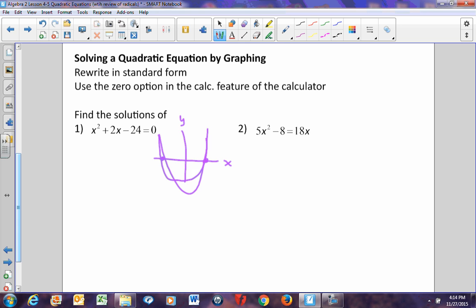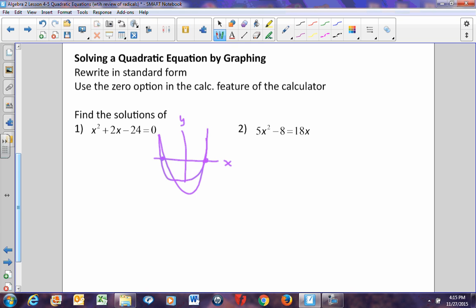I don't want to have to use the table feature on my calculator, so I'm going to actually use the 0 feature on my calculator. I'll walk you through it for each calculator. For the 84, you're going to hit second and trace because you're going to calculate. You'll get to the calculate screen, it'll say value, 0, minimum, maximum. Go to the 0, hit enter. Then it's going to say left bound at the bottom of your calculator with a little question mark and it says x equals.